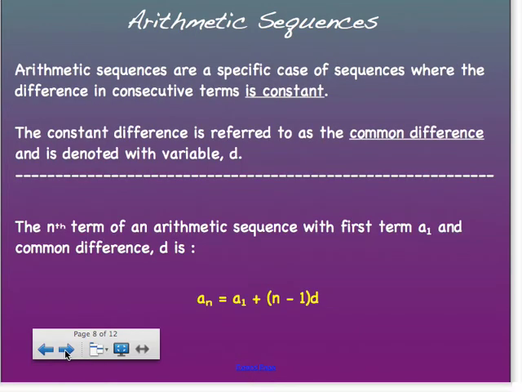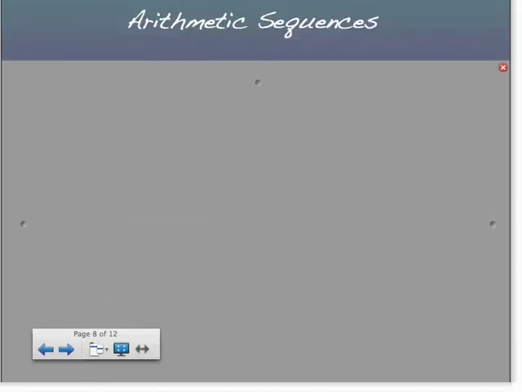Now, there are two kinds of sequences. There's arithmetic. It kind of looks like arithmetic. We call it arithmetic when we talk about sequences. Arithmetic, which is usually the basic functions of adding and subtracting. But then we also have geometric sequences, which we'll talk about on Monday.